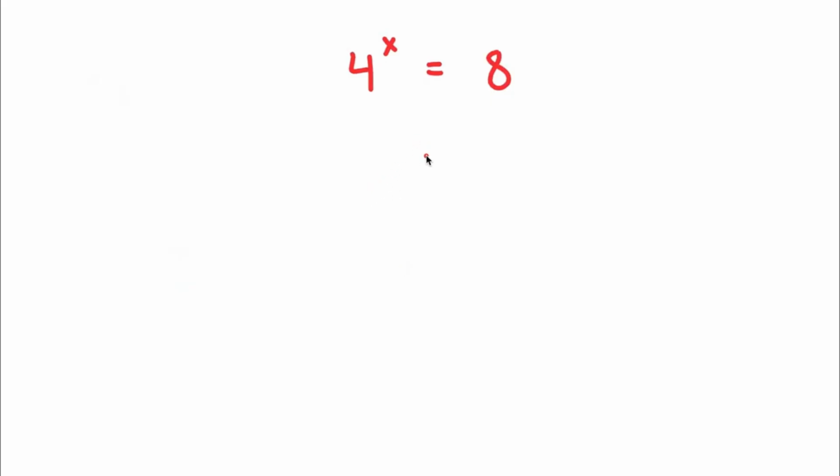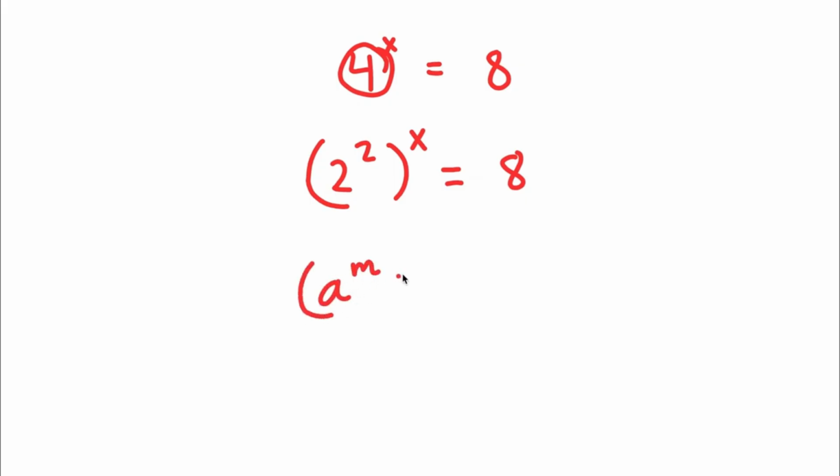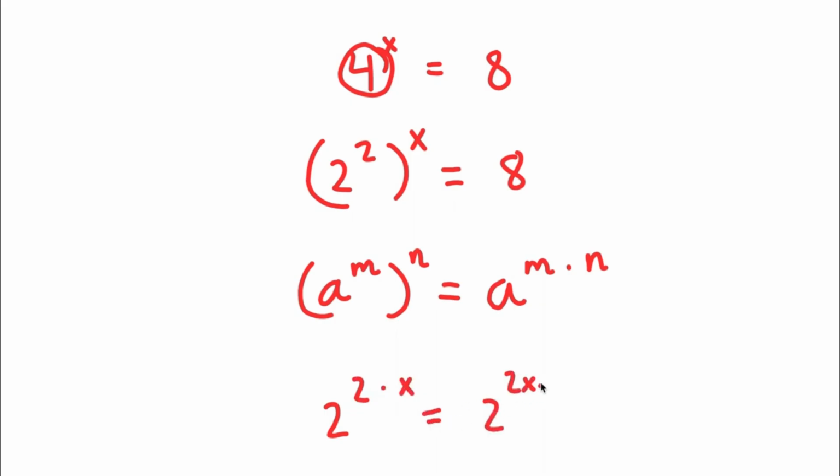Alright, so now I have 4 to the power of x is equal to 8. To solve this, I'm going to first start by rewriting my 4 here as 2 to the power of 2. So now I have 2 to the power of 2 to the power of x is equal to 8. Now, if I have something in the form a to the power of m to the power of n, this is equal to a to the power of m times n. So 2 to the power of 2 to the power of x is going to equal 2 to the power of 2 times x, which is simply 2 to the power of 2x.